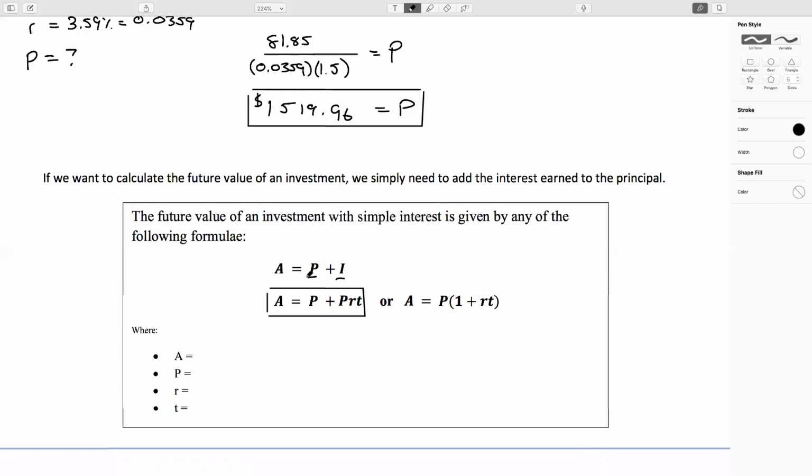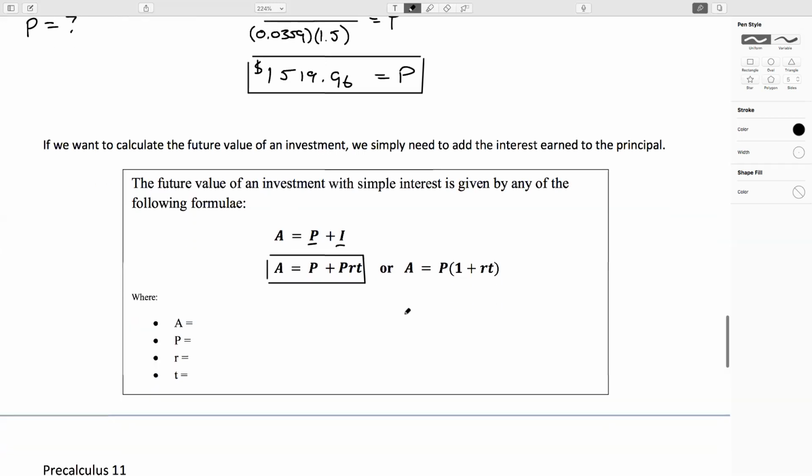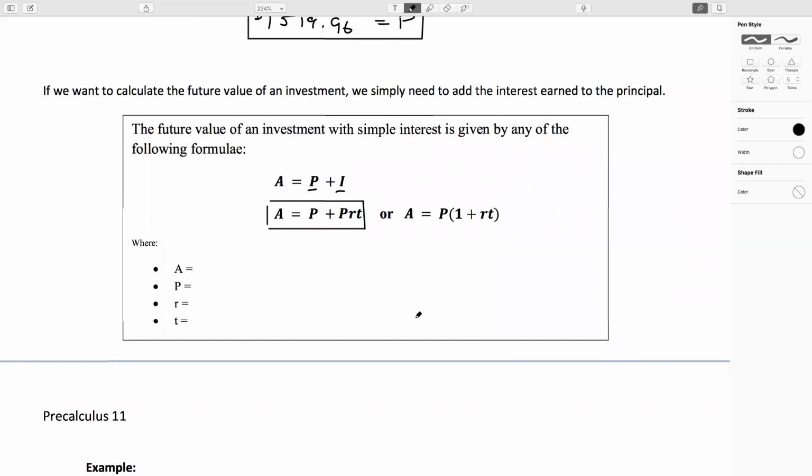The top formula you'll probably want to use if you're given the principal and you're given a dollar value for interest, because it's a simple addition. If you're not given those and you need to calculate the interest, sometimes the second formula works better, or this third formula, I suppose. And again, A is going to be your future value. P is going to be the principal. R is your interest rate. And T is the term, or the length of time.